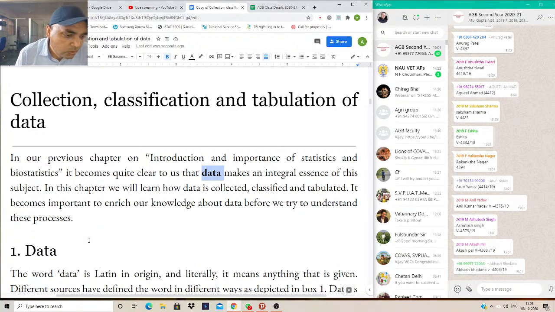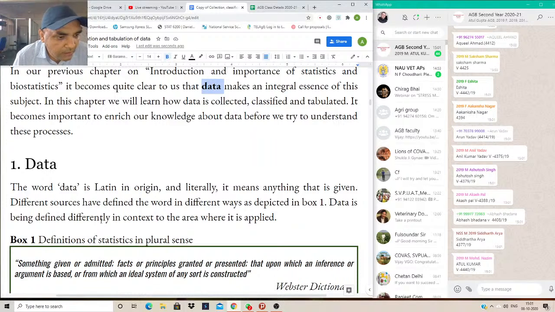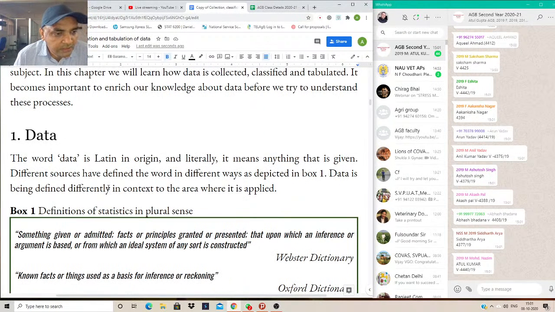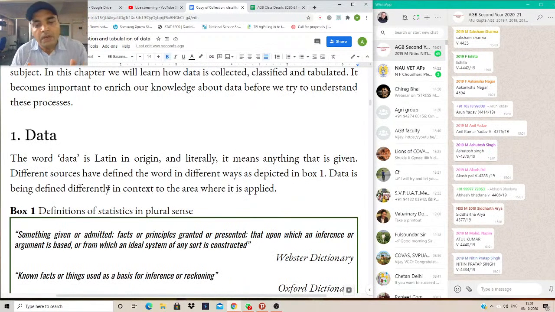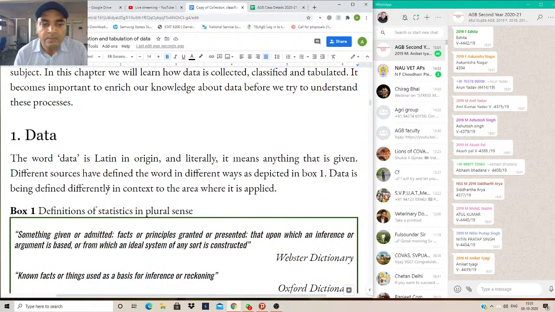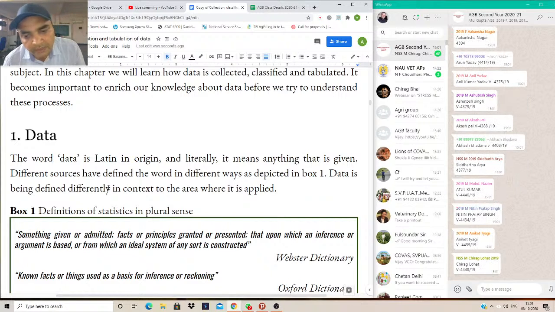In this first session, I will try to cover what data is, what the different types of data available with us are, and then some part of how to collect the data. In the second session, we will be completing this topic. Let's try how much can be completed. Otherwise, we will take it from the next lecture.